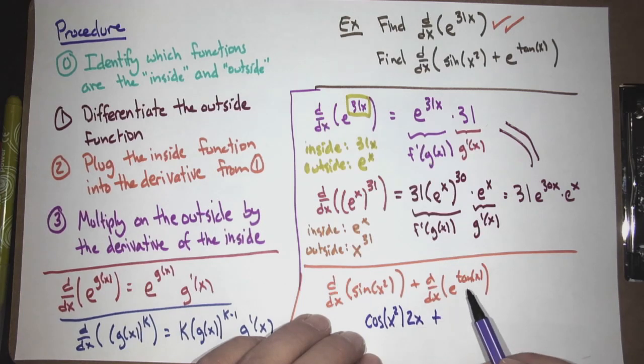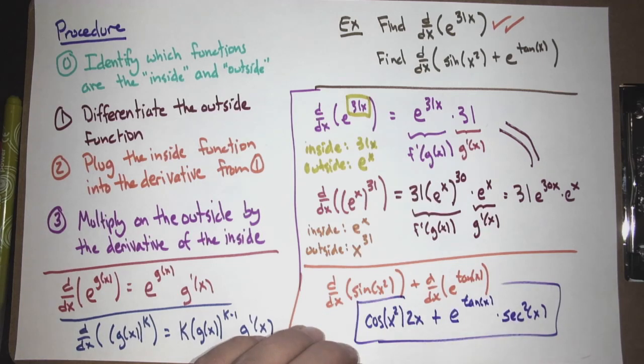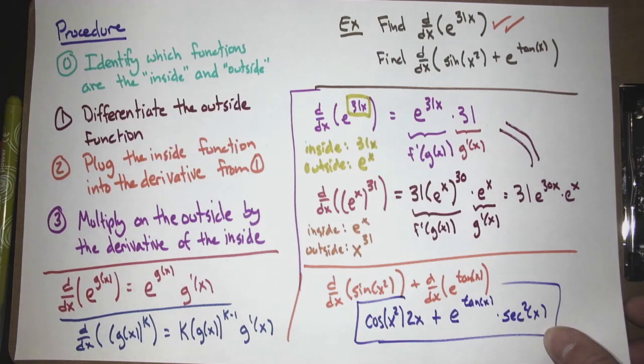Plus, because we split it up. The outside? Yeah, exponential, e to the x. The inside? Tangent x. So, derivative of the outside is e to the tangent x. Leave the inside alone. And then times it by the derivative of the inside, secant squared. And there we go. It's one of those things that once you do it, it's fairly natural. You just have to do it. Practice, practice. Any questions?